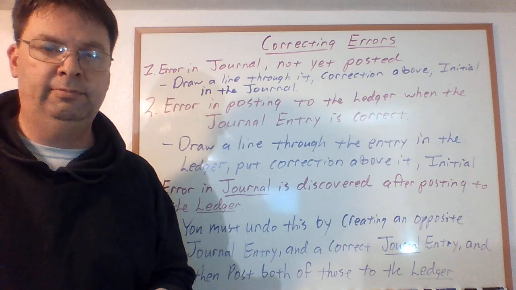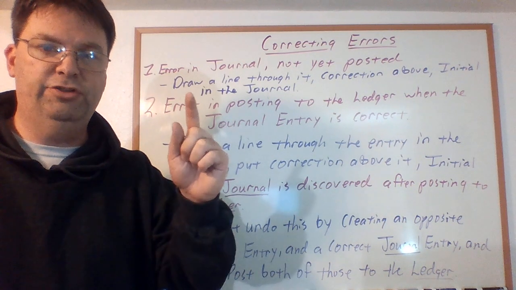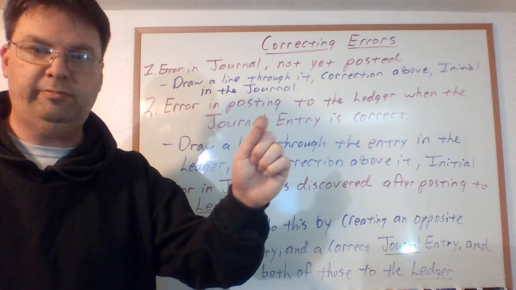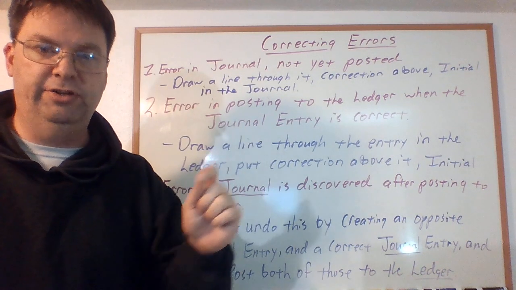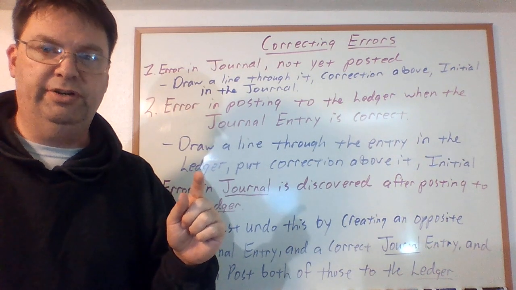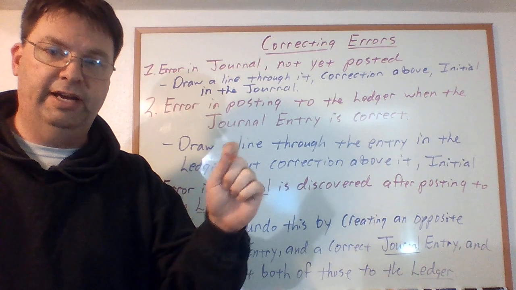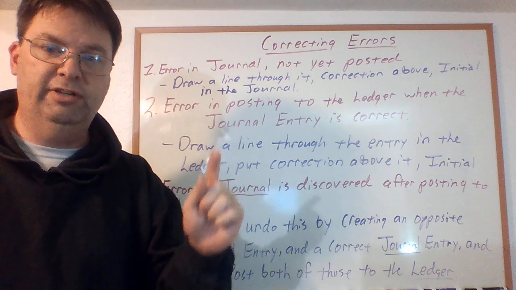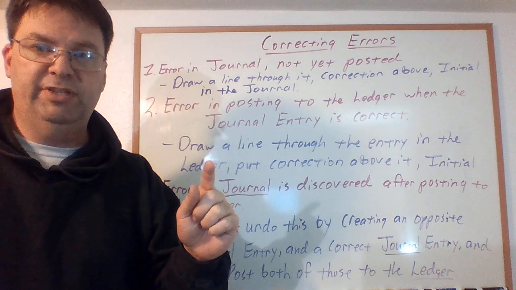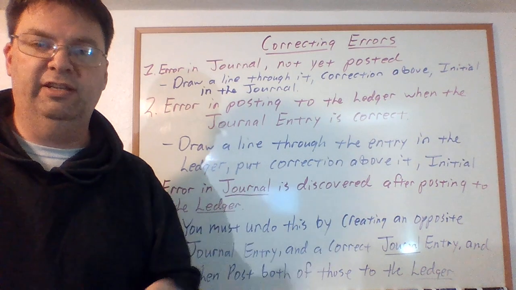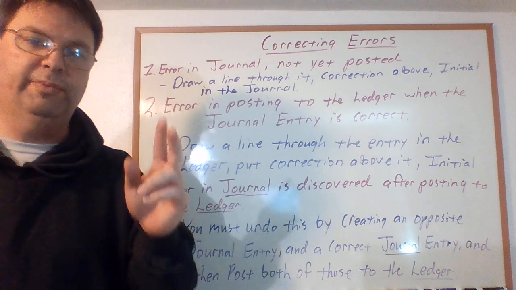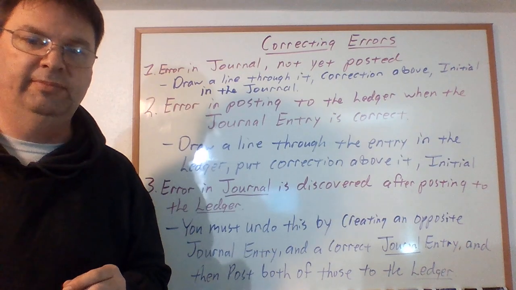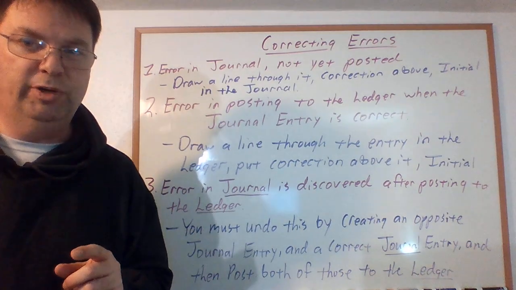Okay? So if ever you make a mistake in the journal and you catch it there, draw a line, correct it, initial. If you make a mistake in the ledger, draw a line, correct, and initial, because it's correct in the journal, and if it's just a mistake right there in the ledger, you can fix it in the ledger. So those are two of the most common mistakes you're going to find. The third one is a little more complicated.